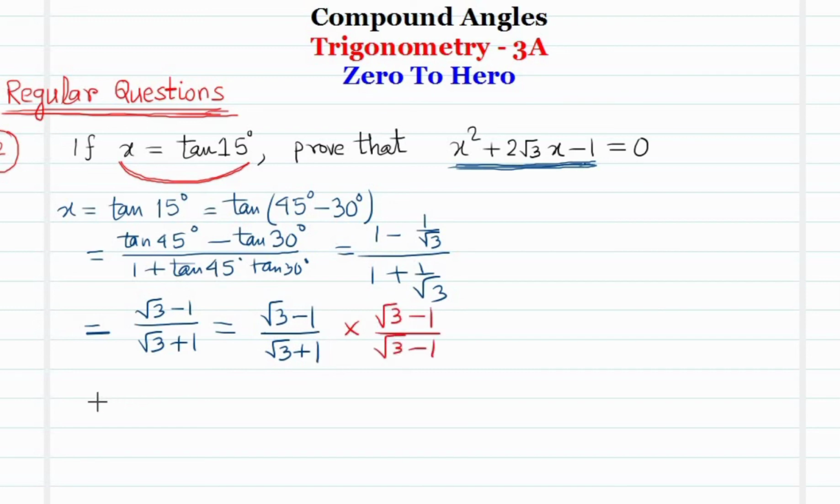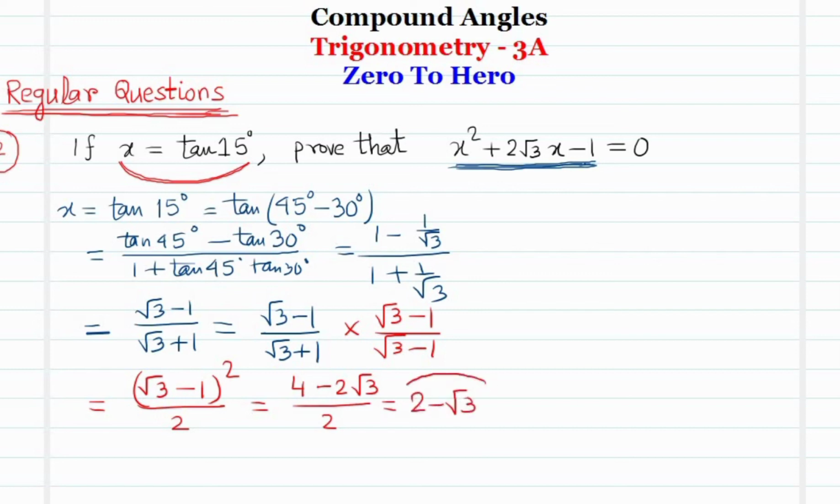That gives us root 3 minus 1 whole square by 2. It is equal to 4 minus 2 root 3 by 2. After cancellation, 2 minus root 3. So eventually the value of x is 2 minus root 3. Now x is equal to 2 minus root 3.